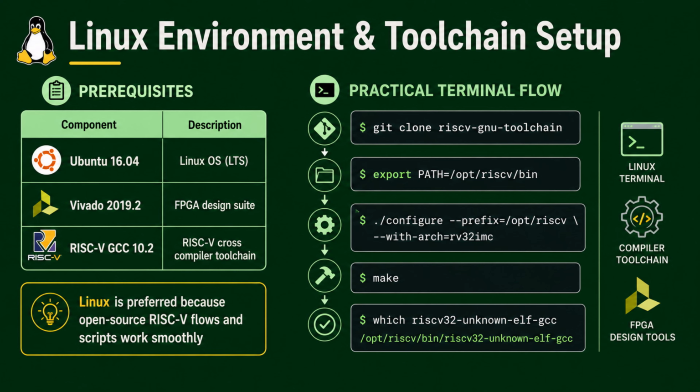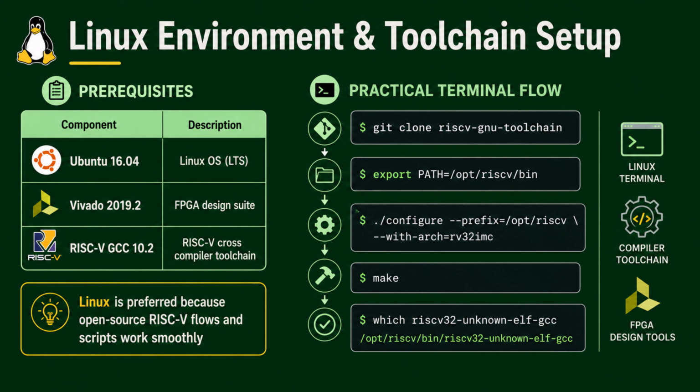After that, running make builds the compiler. Installation can then be verified using the riscv32-unknown-elf-gcc command. Once this compiler is available, we can compile C programs written for the Ibex processor. One particularly important output in this project is the vmem memory file. The compiled application can be transformed into memory contents that are used to initialize the instruction memory inside the FPGA.